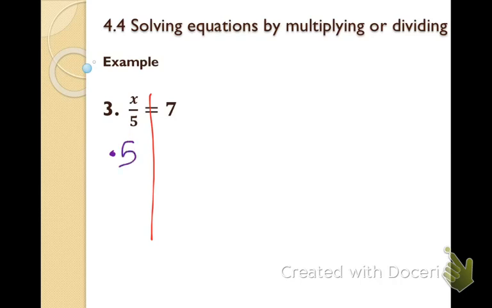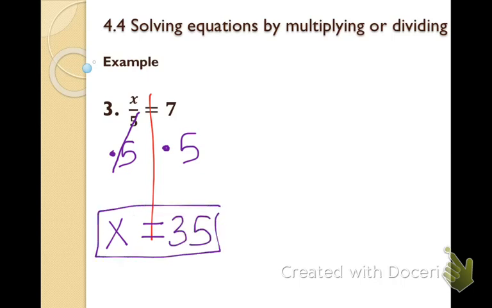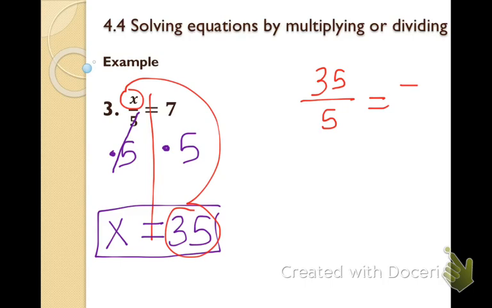I have to follow the golden rule and do the exact same thing to both sides. Divide 5 and multiply 5 totally cancel each other out. And I end up with x equals 7 times 5, 35. That is my solution. Again, really easy to double check. Plug in 35 for x. 35 divided by 5. Does that equal 7? Yes, it does. I know it's right.